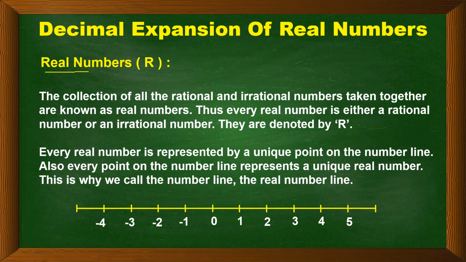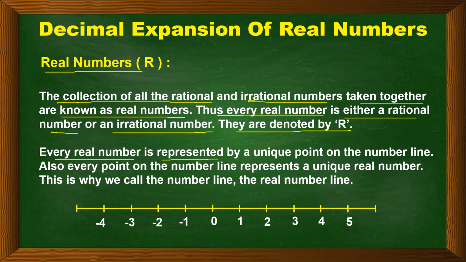Now what are real numbers? The collection of all the rational and irrational numbers taken together are known as real numbers. That means real numbers consist of both rational as well as irrational numbers. Thus we can say that every real number is either a rational number or an irrational number. They are denoted by capital R. Further, every real number is represented by a unique point on the number line.